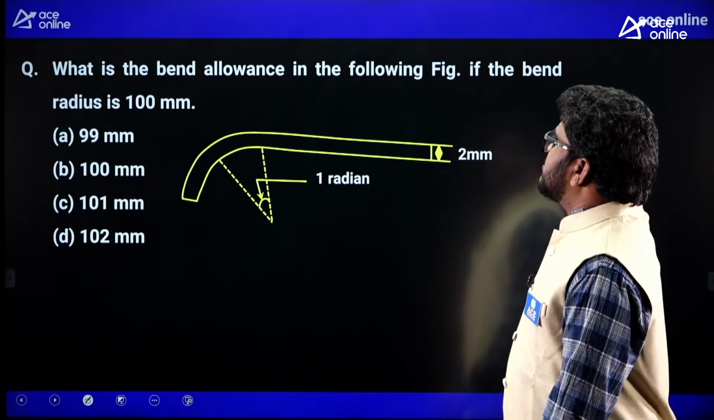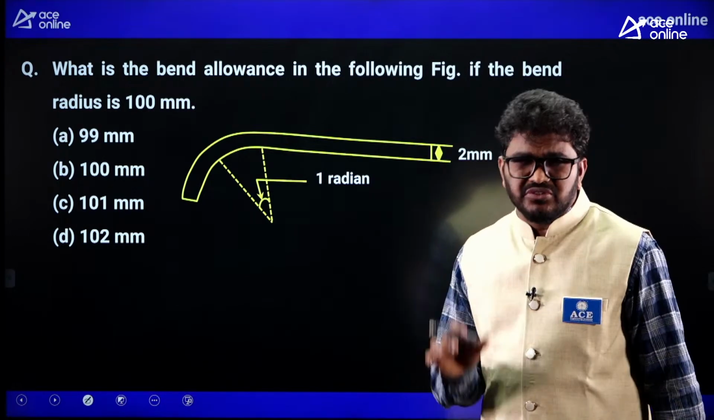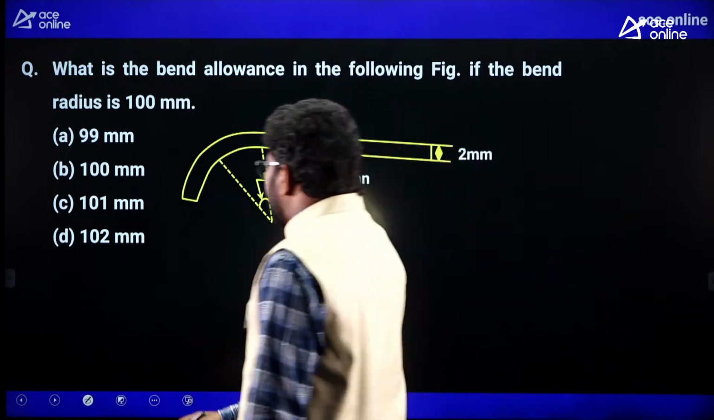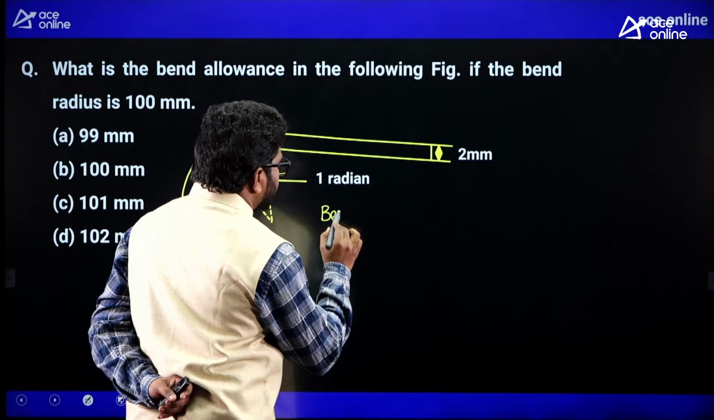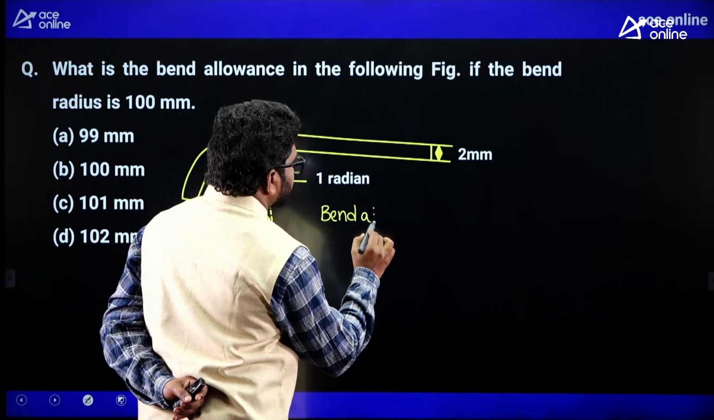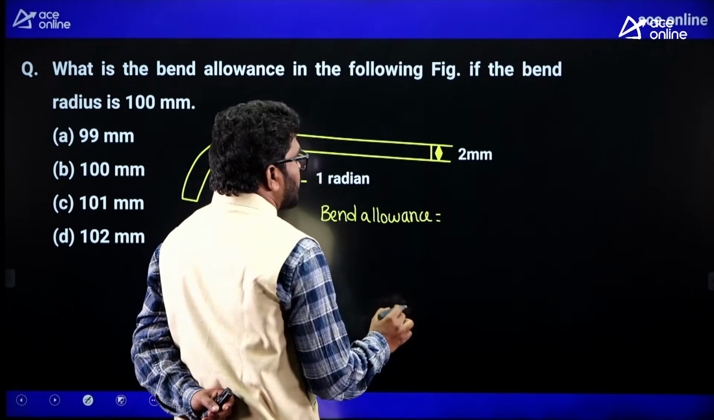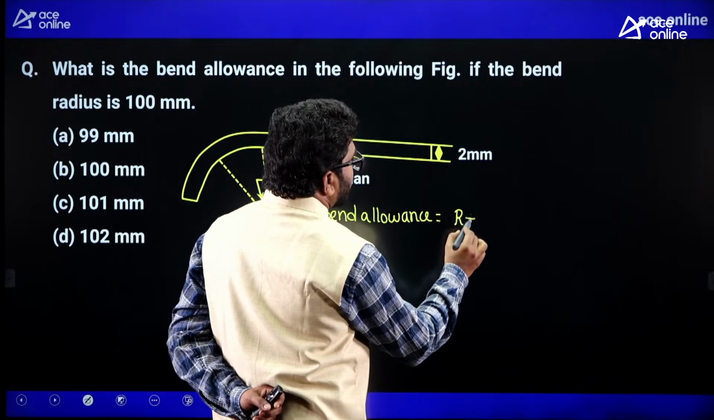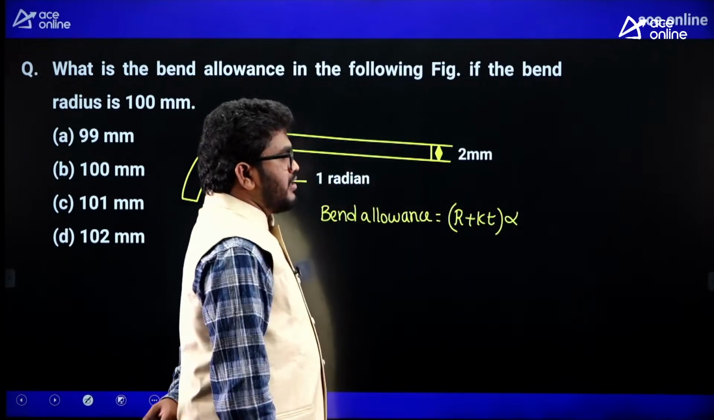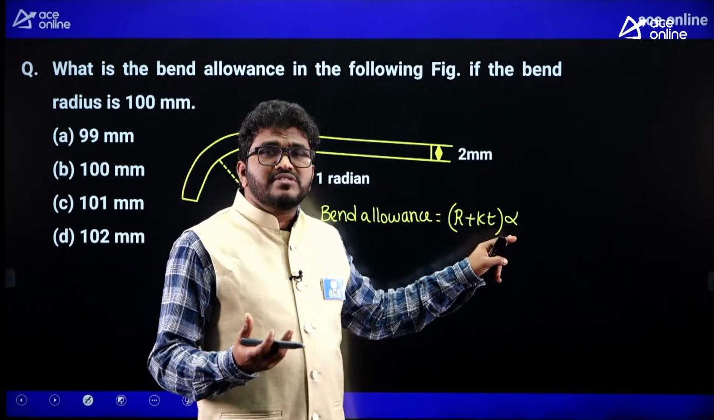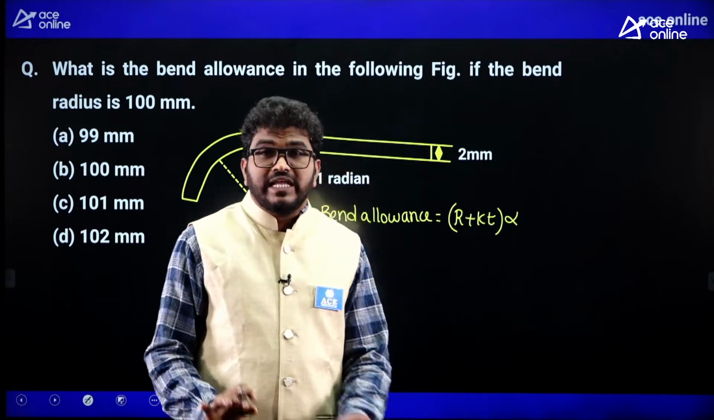What is the bend allowance in the following figure if the bend radius is 100 mm? This is also very, very important. Remember, the bend allowance formula, I will give you. You should remember this bend allowance formula. Bend allowance is equal to (R plus K into T) into alpha. In case alpha is given in degrees, you should convert that into radians by multiplying with pi by 180.